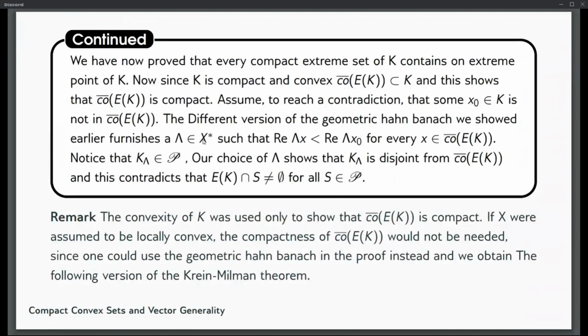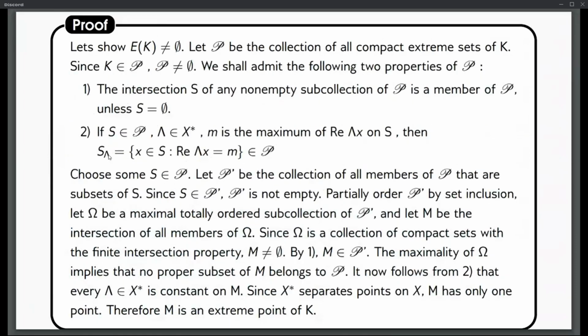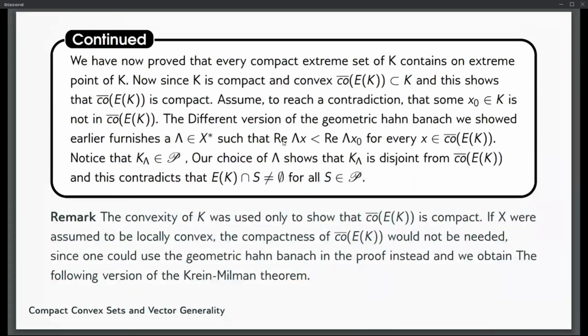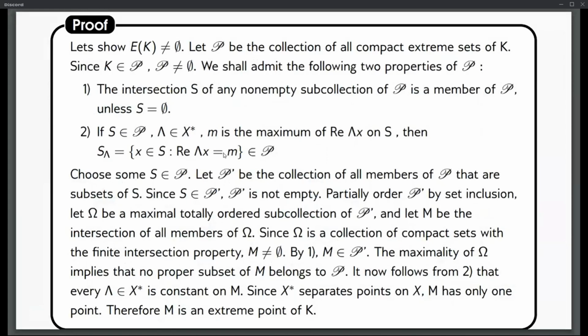So we get a lambda in X star such that real lambda of x is that for every x in the closed convex hull of the set of extreme points. Now, because k lambda belongs to P, our choice of lambda shows that k lambda is going to be disjoint from this set. Because if these points were to belong to this set, then they would take the maximum value real lambda of x would take on S, which is impossible because we know that they're less than lambda of x0, and x0 itself is in k. So we know that they can't take this value. They're going to be less than.